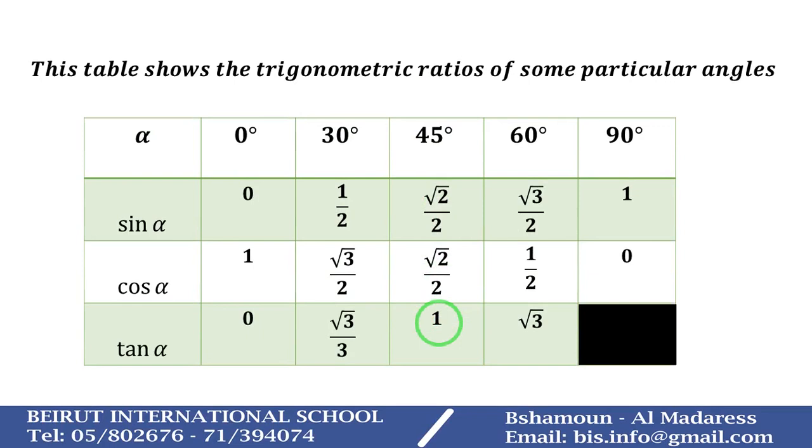This table shows the trigonometric ratios of some particular angles. This is angle alpha. If it is 0 degrees, its sine will be equal to 0, cosine 1, and tangent 0. Also for the 30-degree angle, same as 45. If you study them, the calculation will become easy for you.